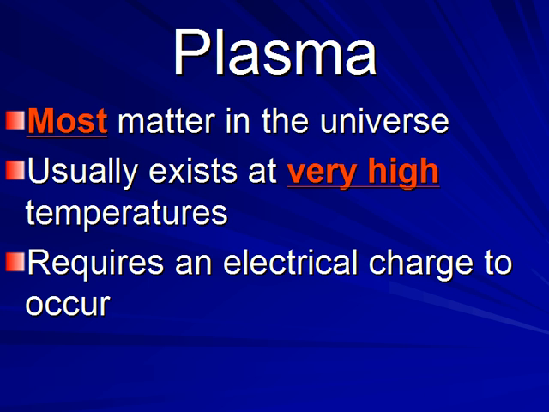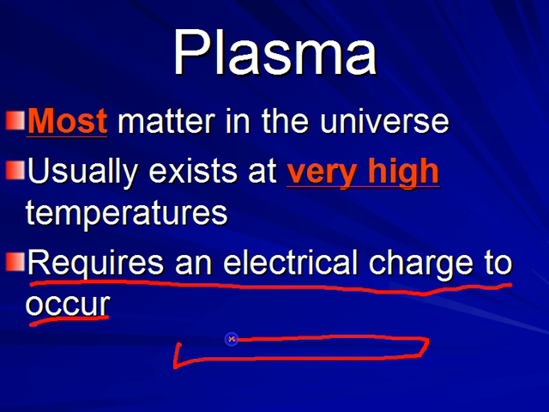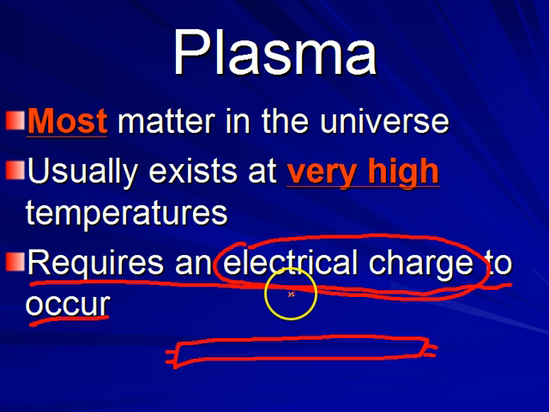It usually exists at very, very high temperatures, and it requires an electrical charge to occur. Now, we can actually see some plasma in this room. We can actually see it in the lighting that we have in this room. Yeah, we have the fluorescent tubes, and in those tubes there's a gas. What we do is we create an electrical charge. So right here, we take this electrical charge and we apply it to the gas.